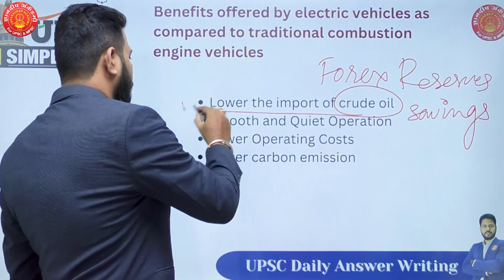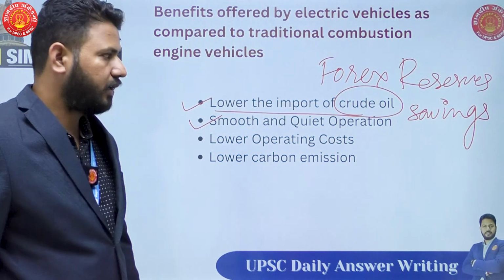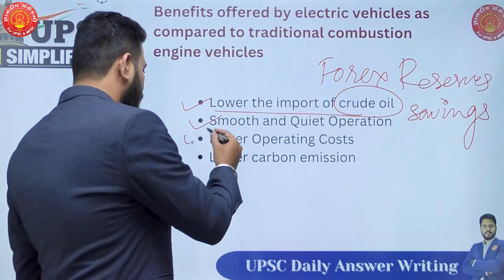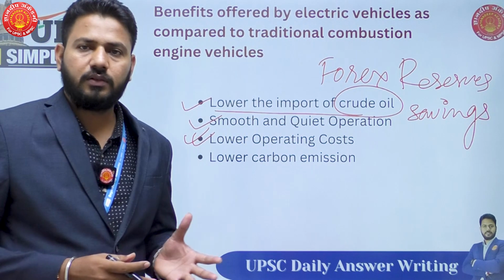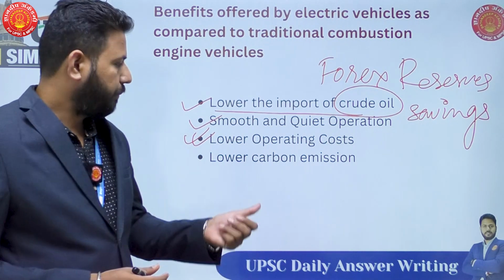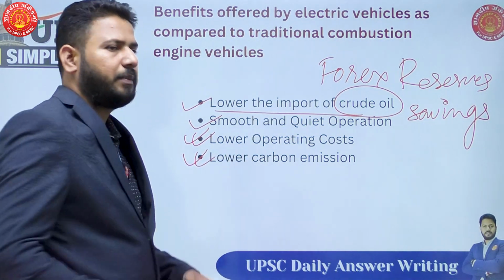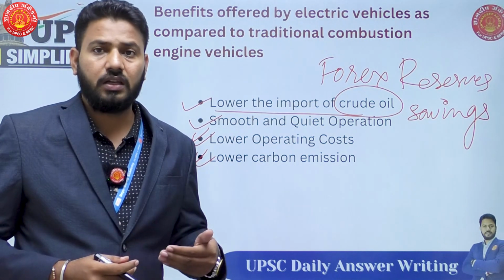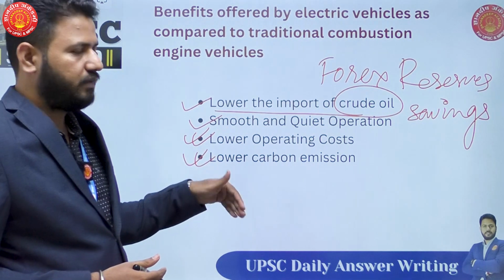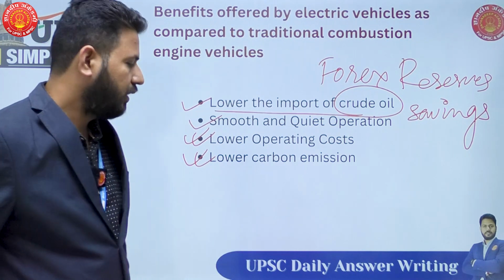Then smooth and quiet operations. The level of noise pollution is quite low with electric vehicles. So this is one benefit over traditional combustion engines. Lower operating costs also. The overall cost of maintaining and operating a traditional vehicle is much higher compared to electric vehicles. So we can save costs here. Lower carbon emissions, again: the tailpipe emissions are almost nil compared to traditional vehicles which run on fossil fuels. So these are the four benefits, which are five including this, which EVs have over traditional combustion engines.